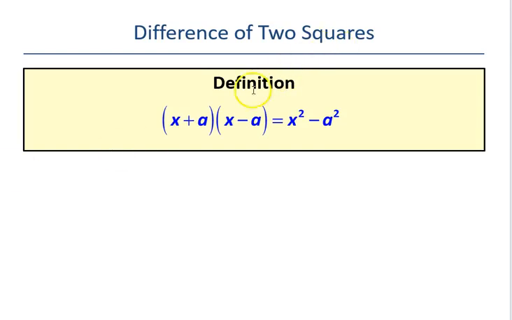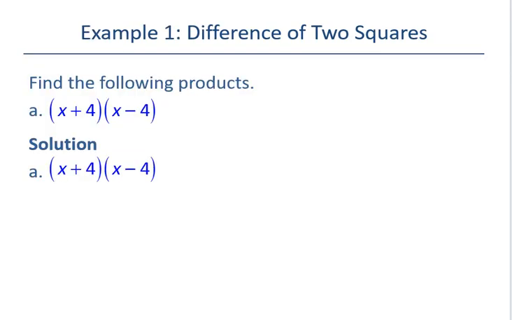The definition of a difference of two squares is whenever you have x plus a in a parenthesis and x minus a, that also comes into the form of x squared minus a squared. Okay, let's look at an example of one of these and I'll show you what I mean. Notice we have x plus 4 and x minus 4.